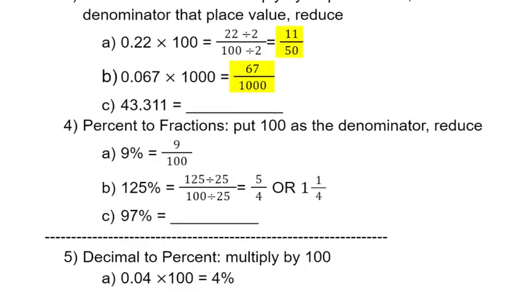Percent to fraction, you have to put 100 as a denominator and reduce. So say we have 9%, 9 over 100, and we can't reduce anymore, so that will be our final answer.